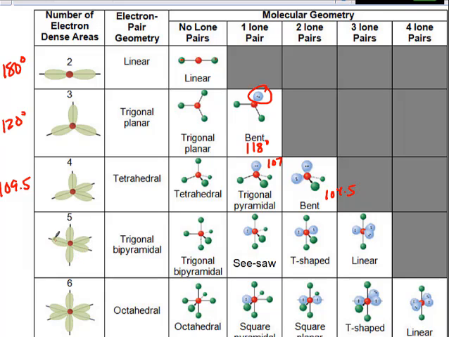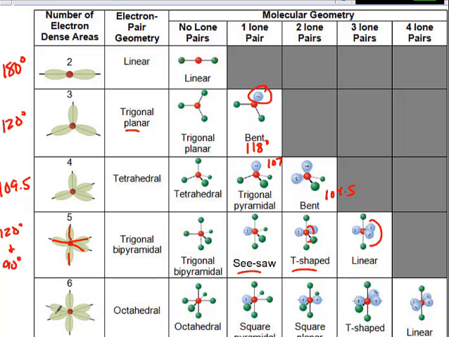Trigonal bipyramidal has this center, which is trigonal planar, so it has 120 degree bond angles, but it also has top to side and bottom to side, so it also has 90-degree bond angles. For seesaw, it's going to be a little less than 120, but the bond angles will be pretty similar to 120 and 90 for all of these. T-shape is only going to be 90 because it's a T, and linear will just be 180.